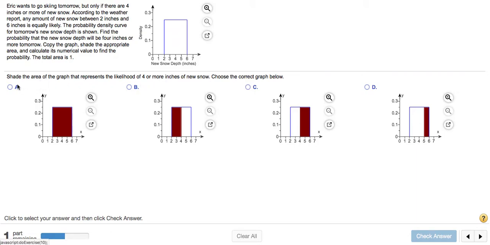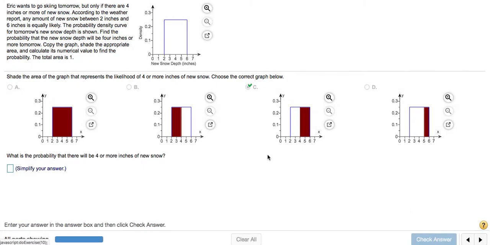And this first part of the question says, can we just get a picture of what that looks like? And for me, it looks like this one here. This shaded part of the rectangle is going to be a number that corresponds to the probability of the event that we get 4 or more inches of snow. If we continue, it says, okay, that's the picture for it, but what's the actual probability that there's going to be 4 or more inches of snow?